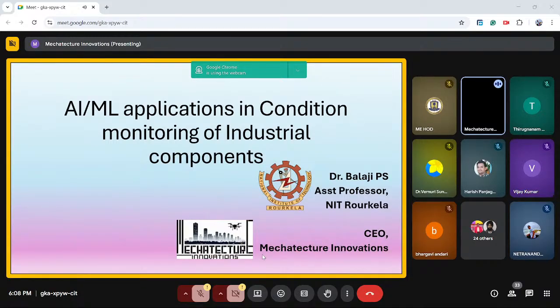This particular field is highly relevant to my current research area, because my research area is majorly vibration control, and I am also working on drone technology. I have my own company also. I am also CEO of my company, which is Mechatecture Innovations.